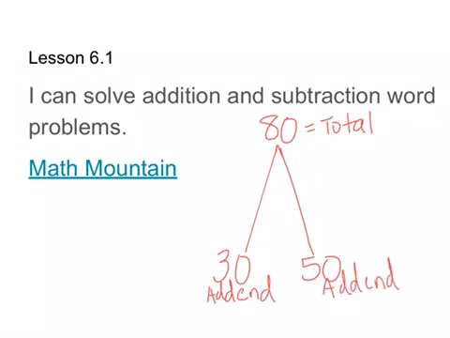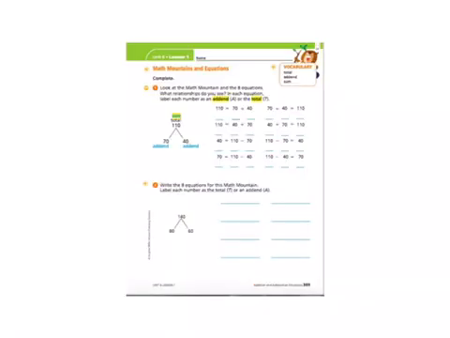So in a Math Mountain, always remember that the total is at the top of the mountain, and there's two add-ins and one is on each side. So you could even label it like this: total, add-in, add-in.